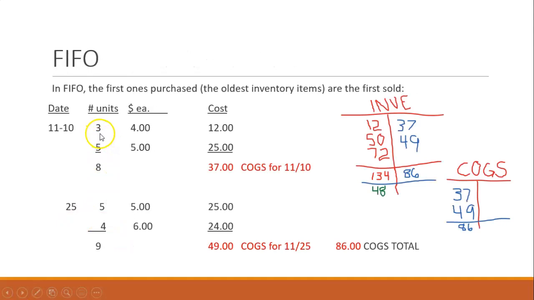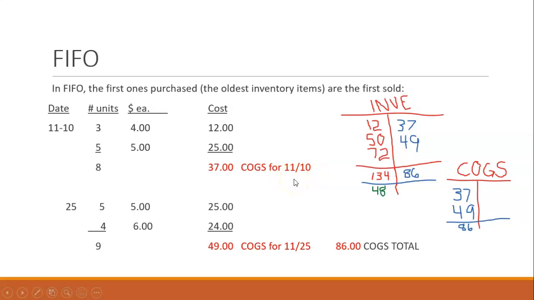So here's my 3 at 4 and my 5 at 5. I make sure that my units add up to this 8. Make sure of that. If you don't add up to the number of units that you sold that day, this is on the 10th, then you messed up. You need to correct that. Once I've got these units situated, then I can multiply across. 3 times 4 is 12, 5 times 5 is 25. I add those up, 12 and 25 is $37, my cost of goods sold for that day.